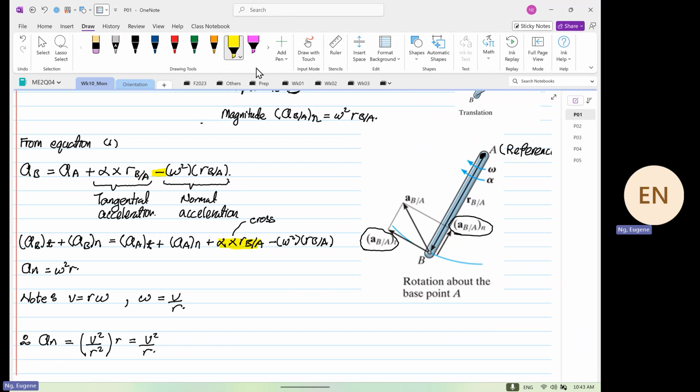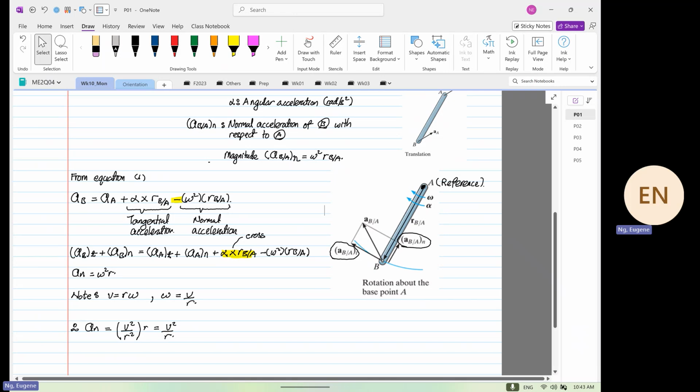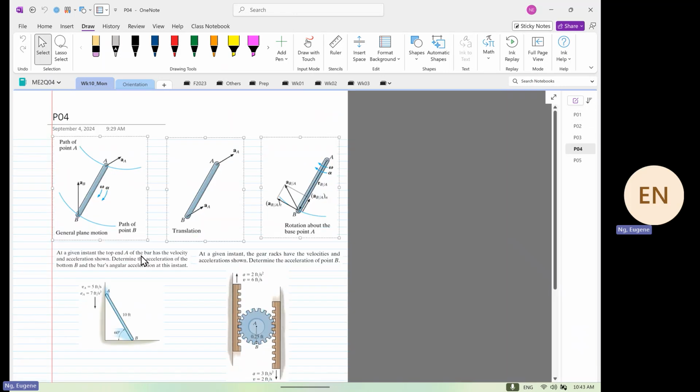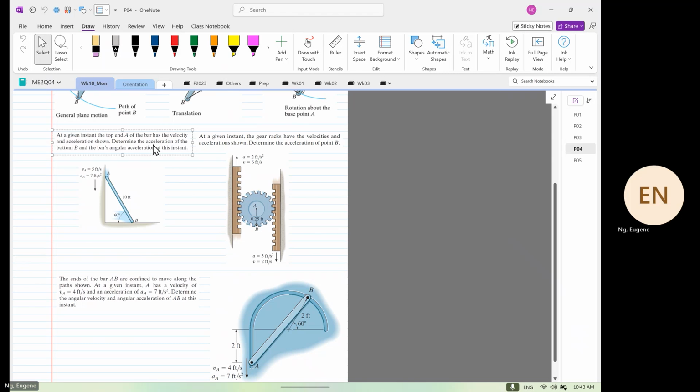Okay. So let's look at example number one. We're going to apply all this into example number one, and example number one is the easy one first. We're going to do something easy first.